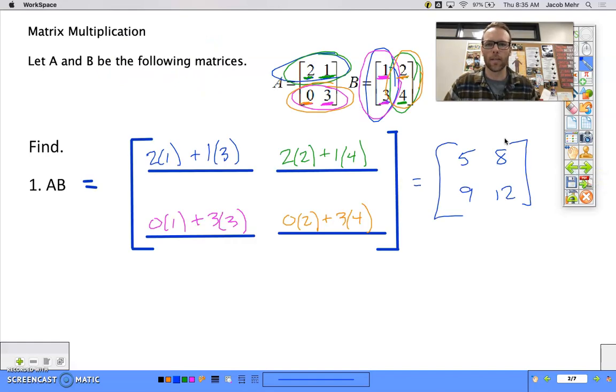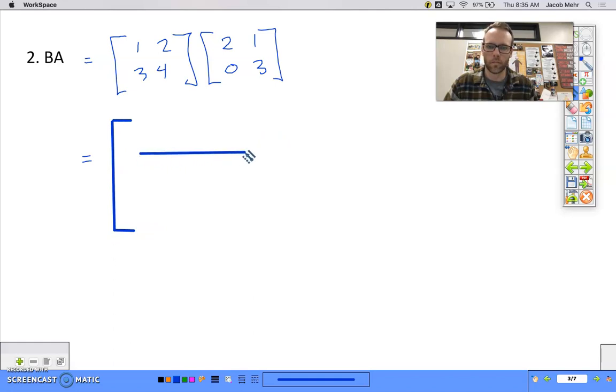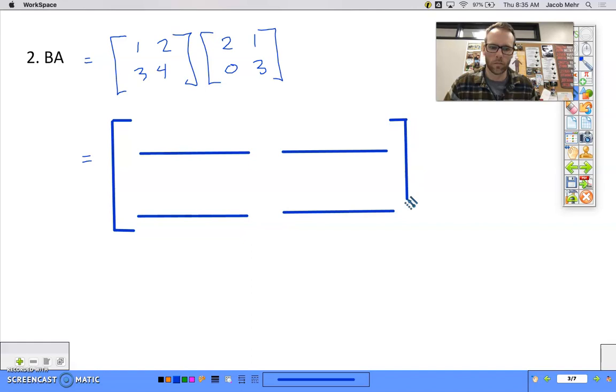Times matrix A, 2, 1, 0, 3. So this is a 2 by 2 times a 2 by 2. We're going to get a 2 by 2. Let me set this up again.